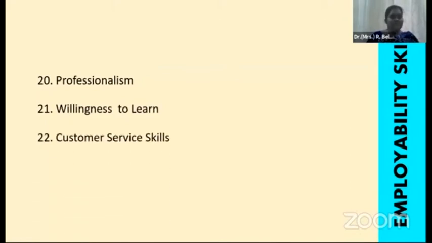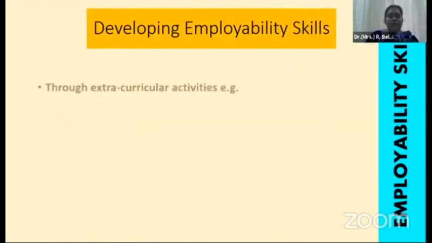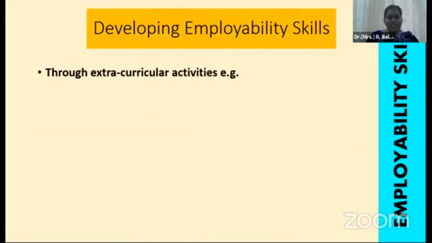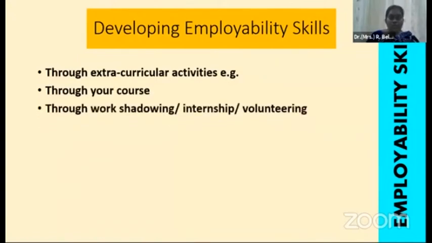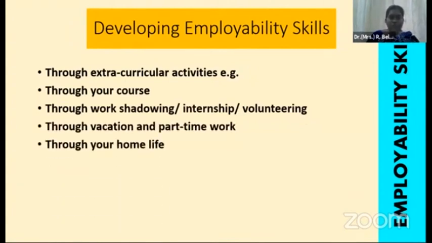Willingness to learn, you should have the desire to learn. Customer service skill, when I say that, the way you talk to people, speaking patiently without snapping at them. And common sense, basic common sense, these are skills. Okay, how do you develop them? Through your extracurricular activities, I already told you, through your course, through work shadowing, internship, voluntary work, through part-time work during vacation, through your home life.